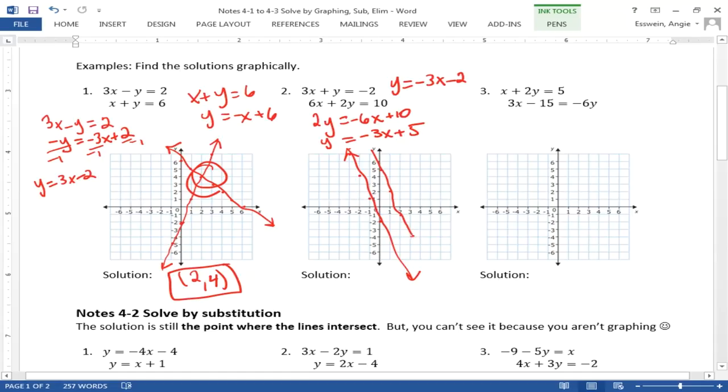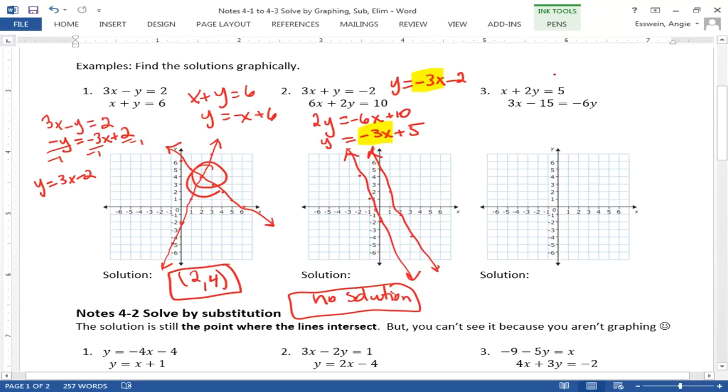So what's the solution? You should see by looking at the equations the slopes of -3 and -3. Same slope, right? So you still need to graph it, but you should know ahead of time that you're going to end up with no solution there. No solution.